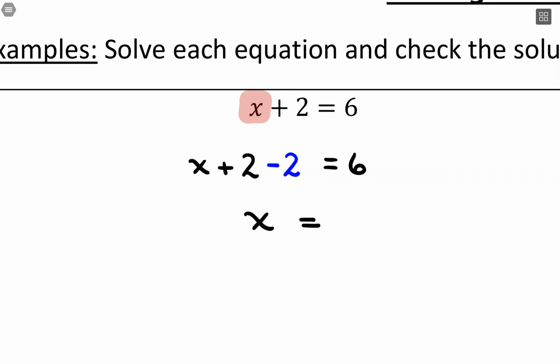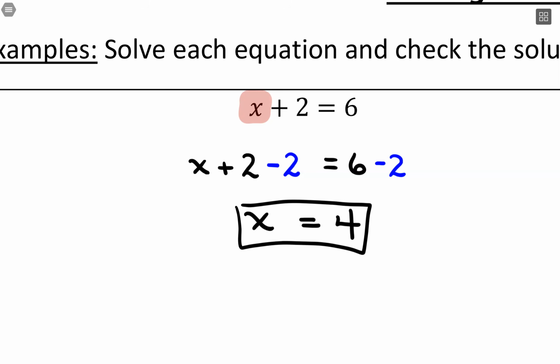However, I missed a little step back here because I subtracted 2 from this left-hand side of the equation, and whatever I do on that left-hand side, I must do on this right-hand side as well. So over here, what I'm getting is 6 minus 2, which in terms of calculation is just 4. And that would be our final answer.